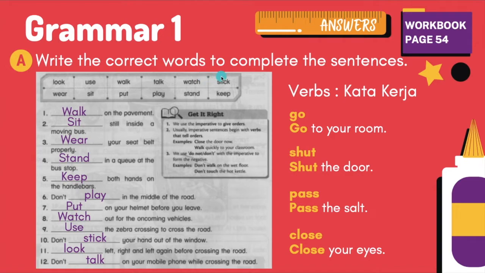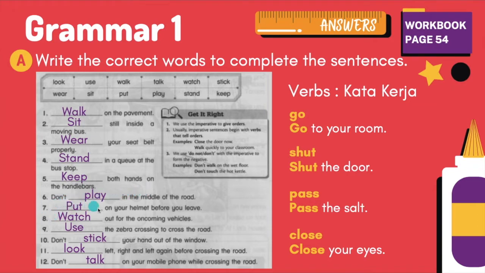Write the correct words to complete the sentences. Number 1. Walk on the pavement. Walk on the pavement. Number 2. Sit still inside a moving bus. Number 3. Wear your seatbelt properly. Number 4. Stand in a queue at the bus stop. Number 5. Keep both hands on the handlebars.